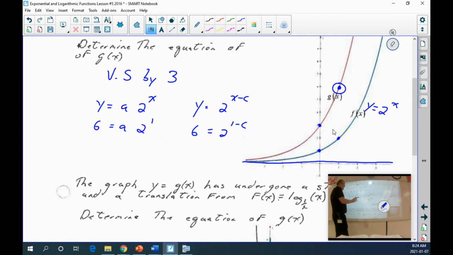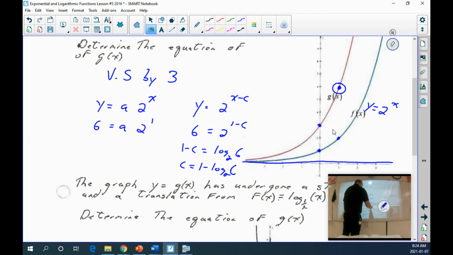Okay, take the log, or basically turn this into logarithmic form. 1 minus C is equal to log base 2 of 6. So C is equal to 1 minus log base 2 of 6. So you can see that there is a horizontal move that you could find. It might be much easier to figure out that there is a stretch.